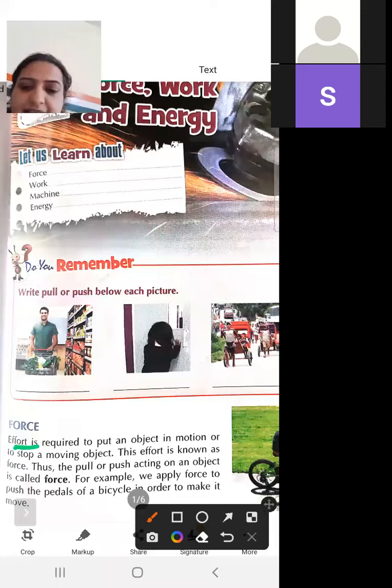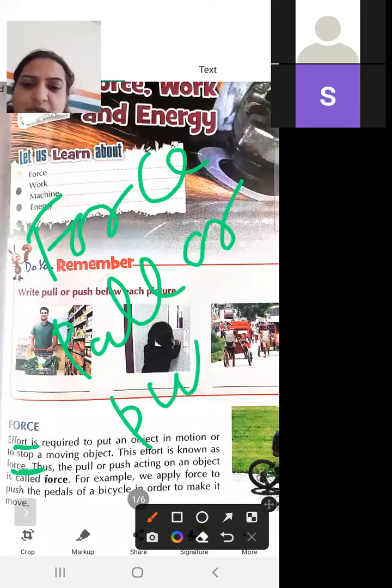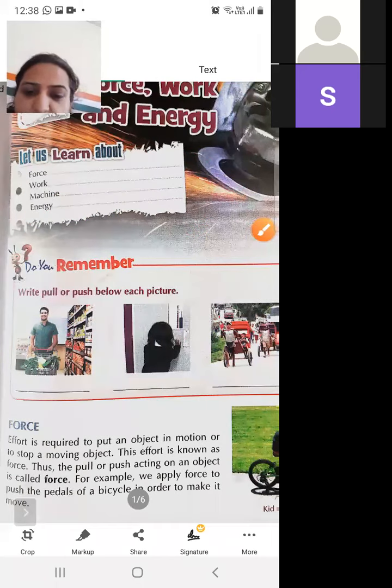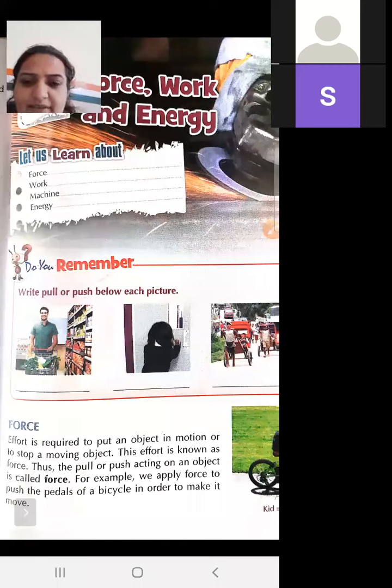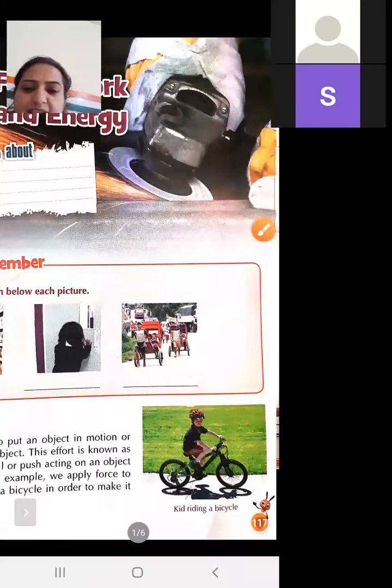Effort. And this effort is called force. And what is the definition of force? Pull or push is called force. And what are the examples of force? First, we apply force. We are applying force to push the pedals of a bicycle in order to make it move.